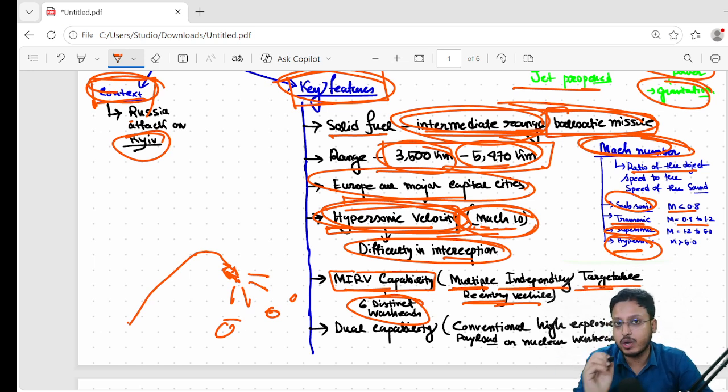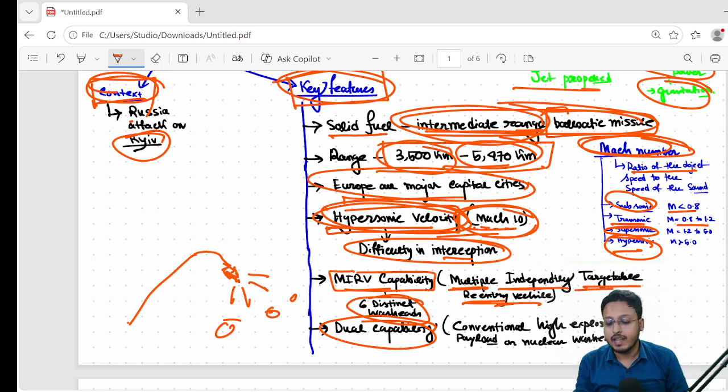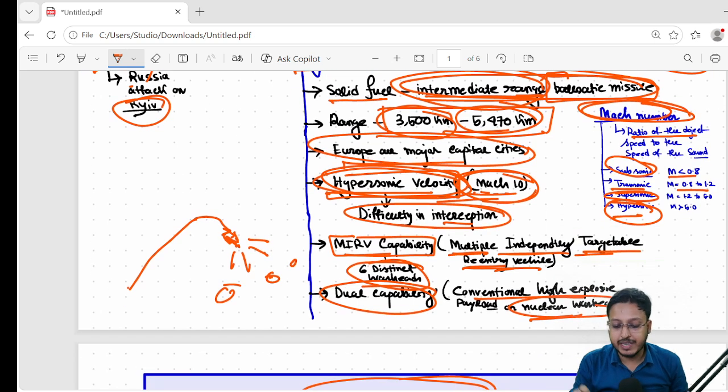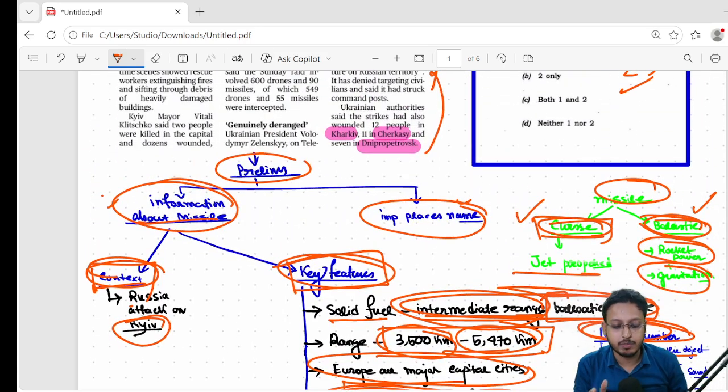At the same time, you have to understand one more fact, that is dual capability. What is the meaning of dual capability? This missile can carry a conventional high explosive payload as well as a nuclear warhead. So that makes this missile a dangerous one. I think you understand the basics. So we understand the information about the missile and its key features.